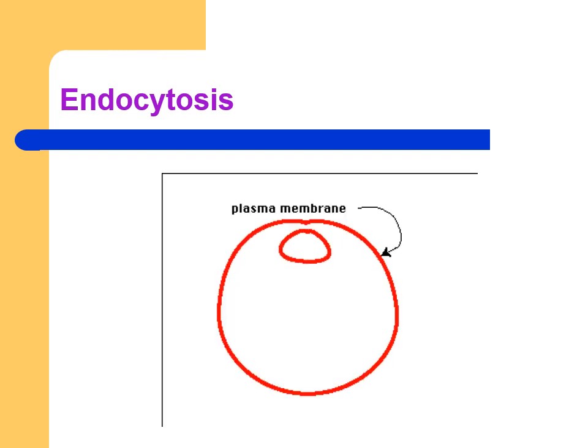So here is endocytosis in action. The cell membrane just dips in, takes a big gulp of whatever is out there, and turns into that vesicle.